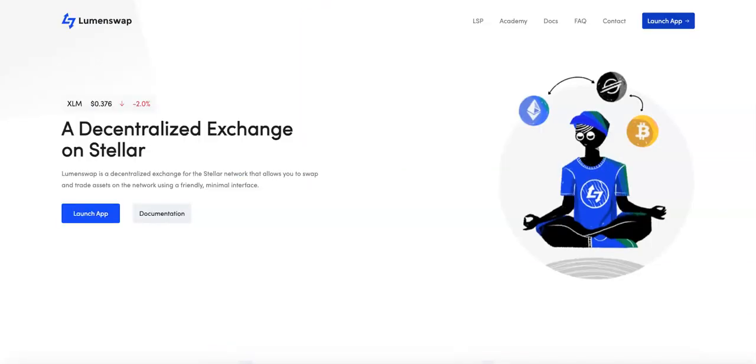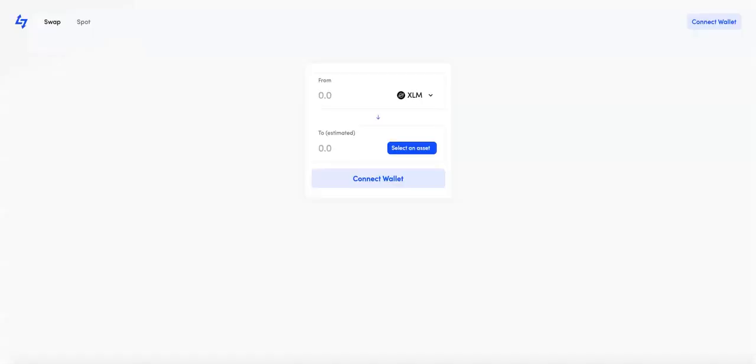And if we just go and take a look over here at the swap, you will see it's super clean. It's very, very clean. It's a little bit like Uniswap, obviously, in its presentation. We connect to wallet and we can swap assets that are on the Stellar ledger. Very, very simple. We will be adding a variety of assets.